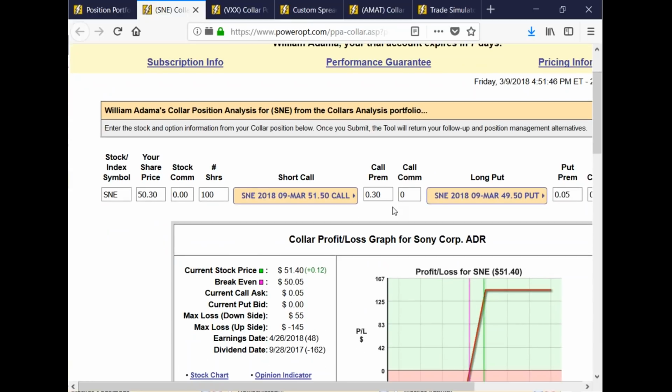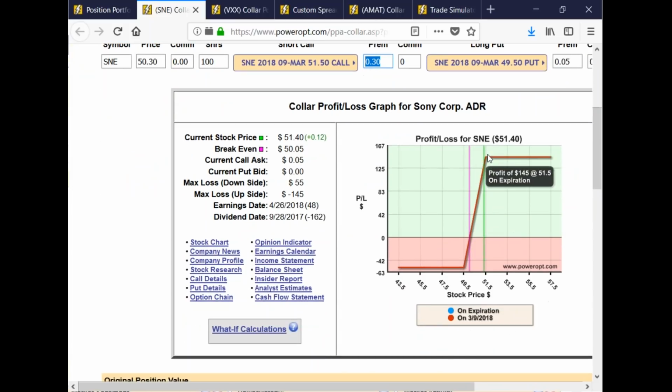The other day, yesterday, I cheated on this one. I just looked yesterday instead of Monday. But yesterday I could have bought Sony at 50.30, sold today's 51.50 call for 30 cents. Not great, but the 49.50 put would have only been 5 cents. Here we are looking to have my call and my put expire worthless.